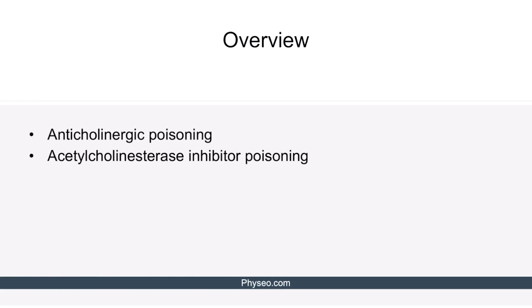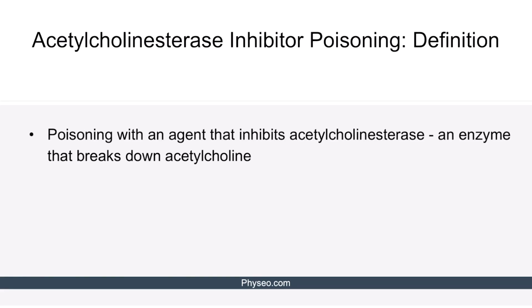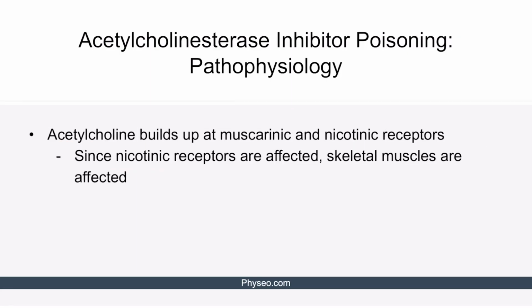Next, we'll move on to talk about acetylcholinesterase inhibitor poisoning. This is poisoning with an agent that inhibits acetylcholinesterase, which is an enzyme that breaks down acetylcholine. Inhibiting acetylcholinesterase causes acetylcholine to build up at muscarinic and nicotinic receptors.